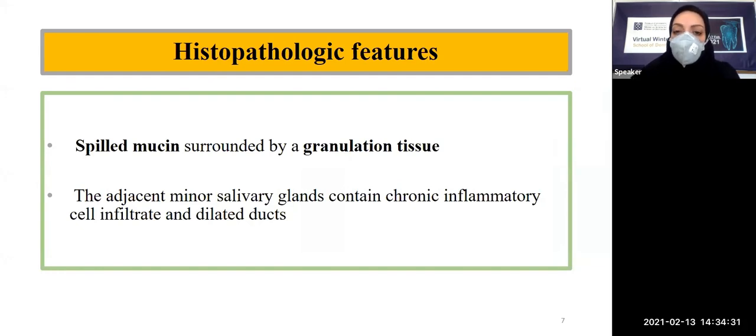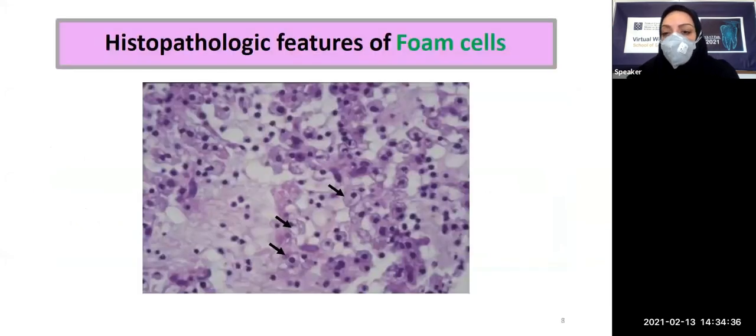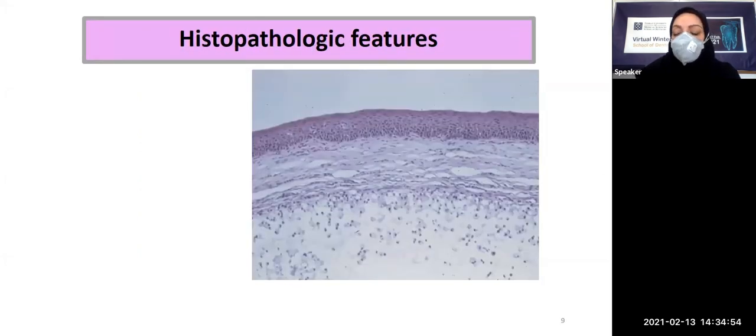do you have any idea what this lesion is? This is another view of the lesion. Here you can see some foamy macrophages, macrophages which are going to phagocytose the extra mucin that is inside the tissue. These are marked by the arrow.